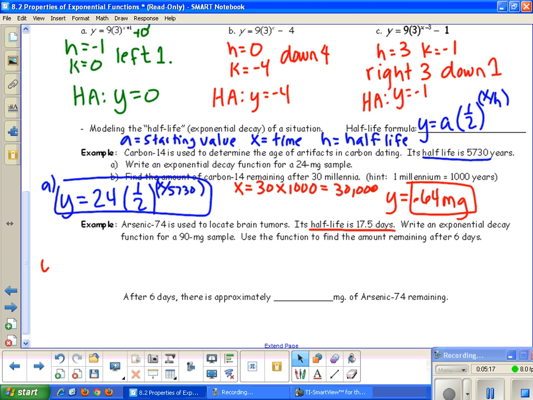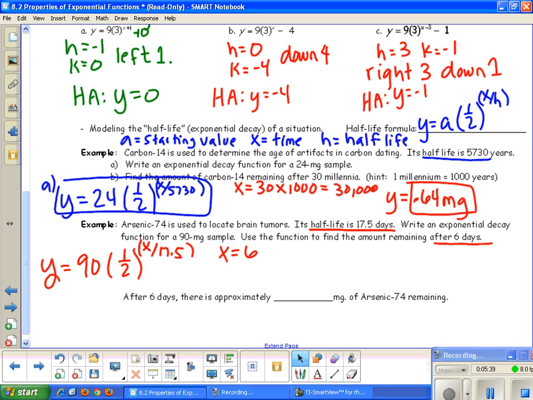So the equation would be y equals my starting amount, which is 90 milligrams, times 1/2, because it's a half-life, to the x over 17.5. Now we want to figure out how much is remaining after 6 days. So that means I'm plugging in an x value of 6.